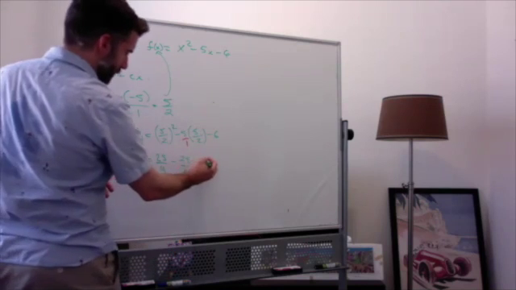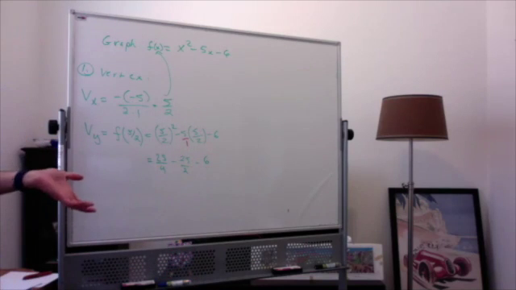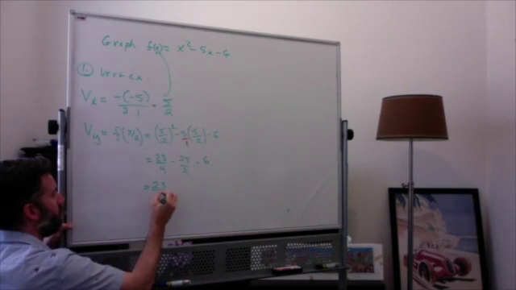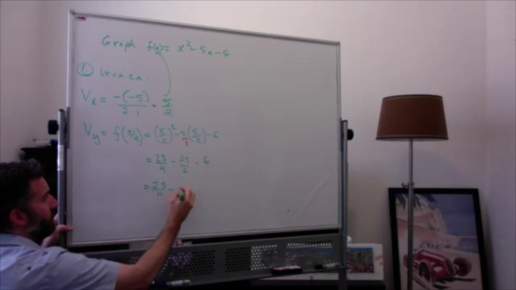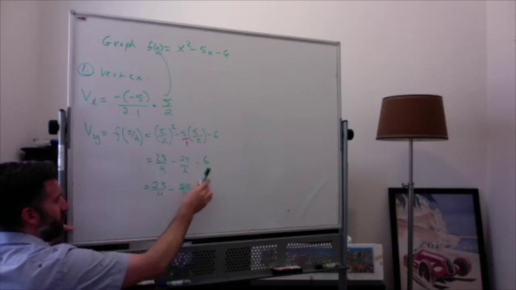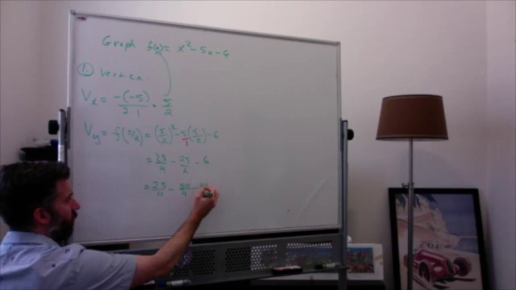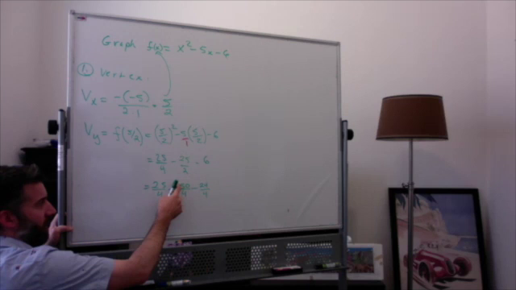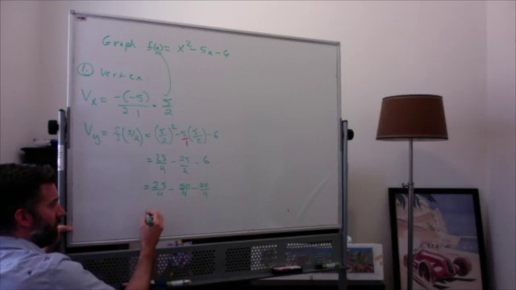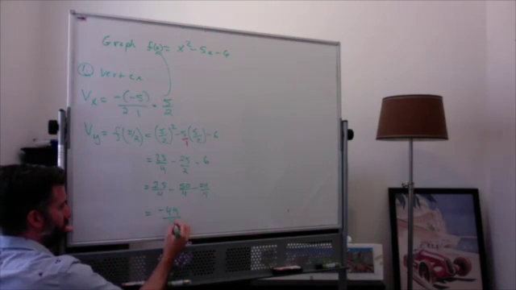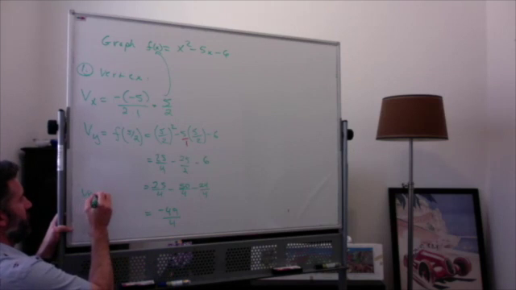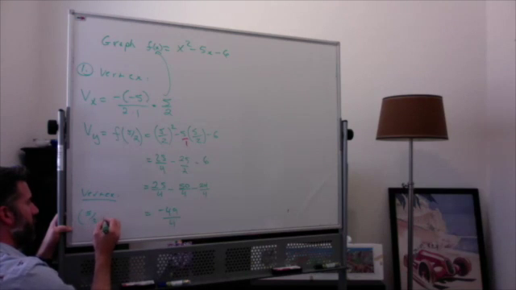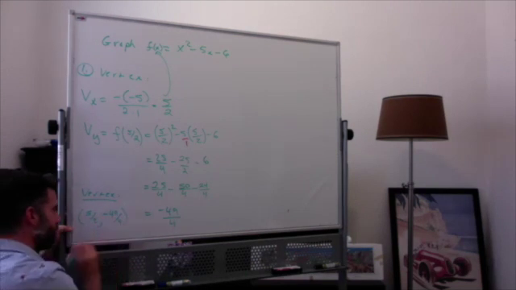And then it starts with minus 6. So now I need a common denominator, and that common denominator is going to be 4. So this is 25 over 4. I'm going to multiply this by 2 over 2 to get 50 over 4. And I multiply 6 by 4 over 4 to get 24 over 4. So 25 minus 50 is negative 25. And negative 25 minus 24 is negative 49 over 4. So my vertex is 5 halves, comma, negative 49 over 4.